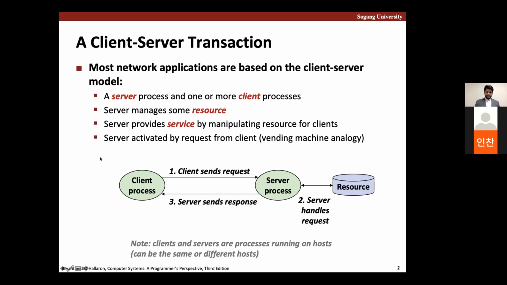The last step is that the client receives the response and then manipulates it. For example, after a browser receives a page or a file from the server, it displays it on your screen. So this is the whole client server transaction model that almost every network application has on the back end. The client sends a request, the server processes that request and sends the response back to the client, and then the client does the necessary action on that received response.